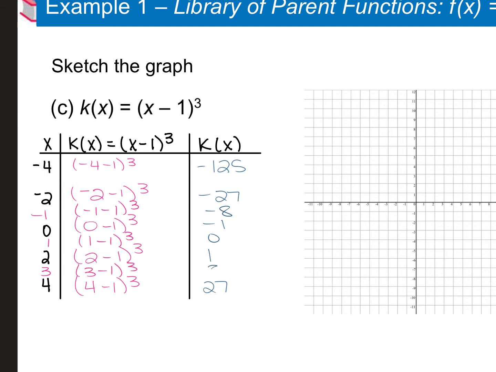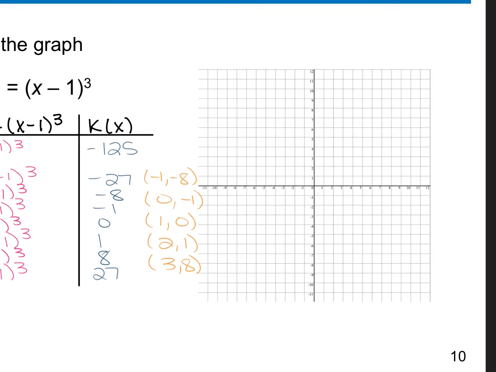2 cubed is 8. So these ordered pairs that we're going to work with on this coordinate plane are (-1, -8), (0, -1), (1, 0), (2, 1), and (3, 8). So the (-1, -8) is going to be down here. Then we have (0, -1), which is here. (1, 0), (2, 1), and then (3, 8).